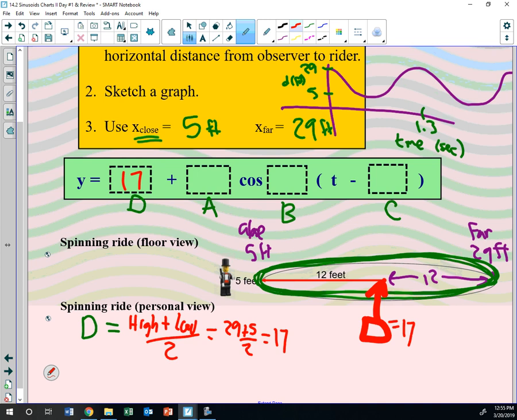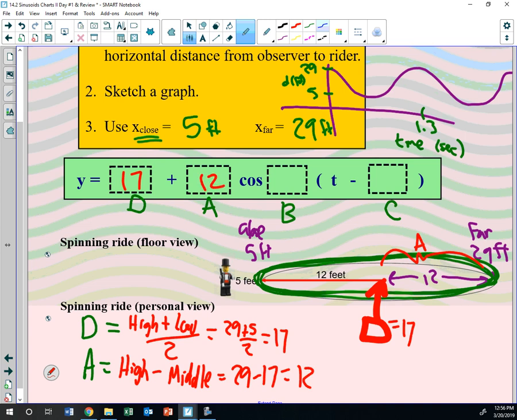Then the next thing we want to find is the amplitude A. The amplitude is from here to here. Well, we can see it's going to be 12, but another way to think of it is the high minus the middle, or the middle minus the low. High is 29 minus 17, well, there's your 12, which you would expect. That's the radius.